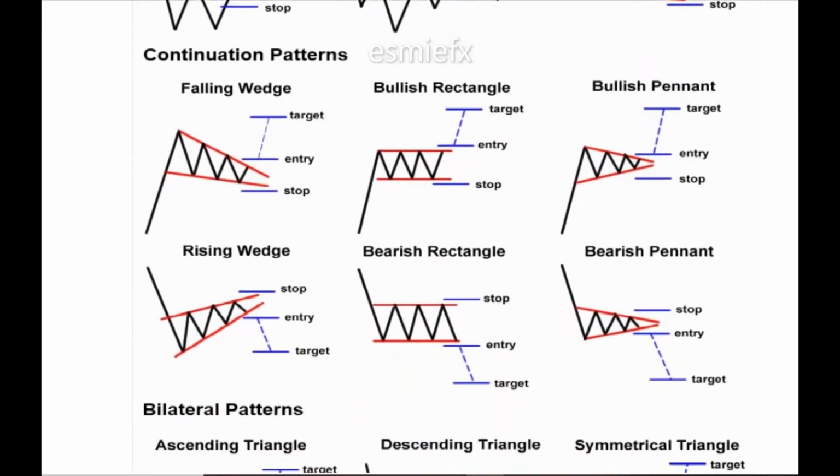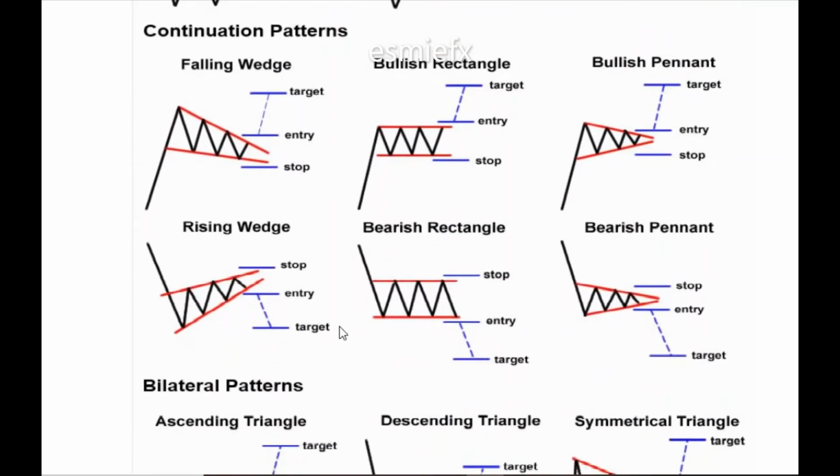The continuation patterns, the 6 of them here, where the price rallies up and then it gives a retracement or pullback. So this is actually a consolidation, but it forms this way, a falling wedge. And then you have this one, bullish rectangle. This is quite a simple pattern where it's easy for us to recognize. This is another one, bullish pennant, and this is rising wedge.